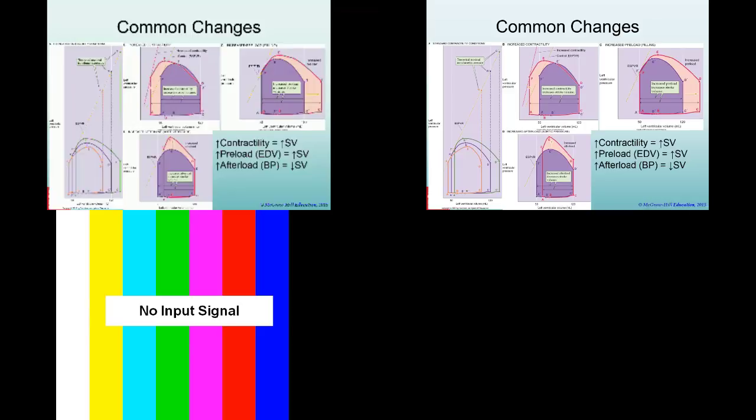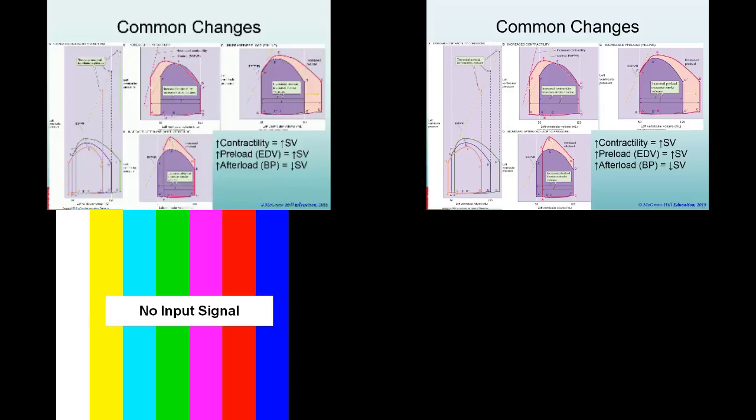Increased preload. We talked about increasing EDV, right? ESV remains constant, so the heart, Frank-Starling, will contract more forcefully to eject that blood. So you're going to get a higher ejection fraction or a higher stroke volume.